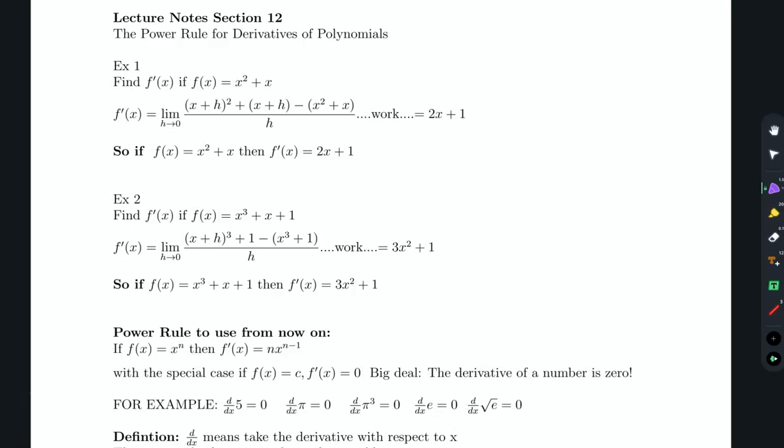So now we come to what's called the power rule for derivatives. Let's look at a couple of examples using the definition of the derivative, which is the limit as h goes to 0 of f of x plus h minus f of x, all over h. If this was the function we were using, x squared plus x, and I plugged it in and did a bunch of work, this would be the answer. So starting with this, we get this for the derivative function.